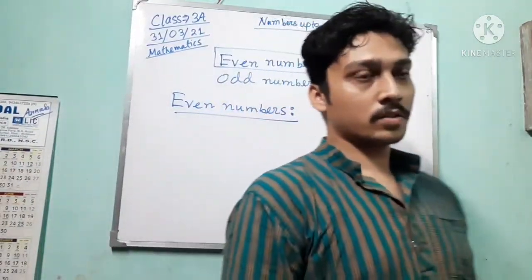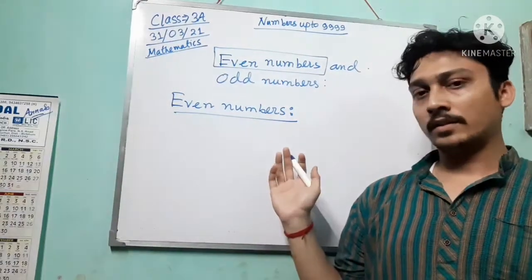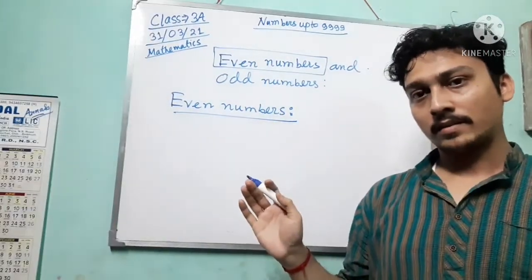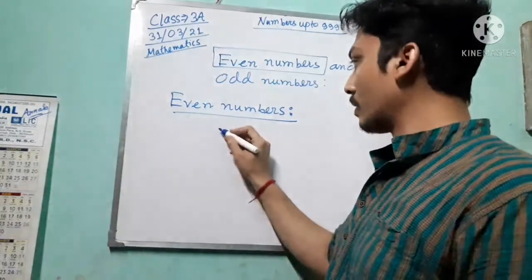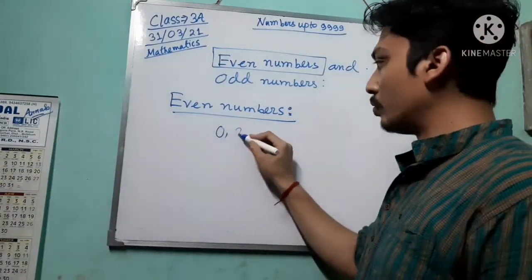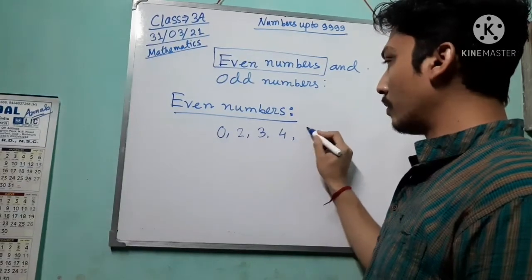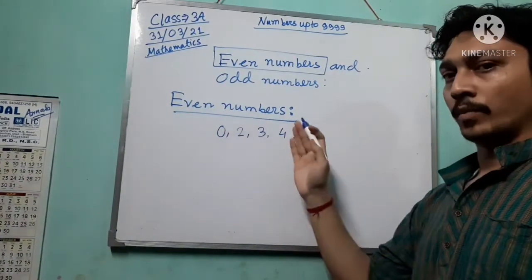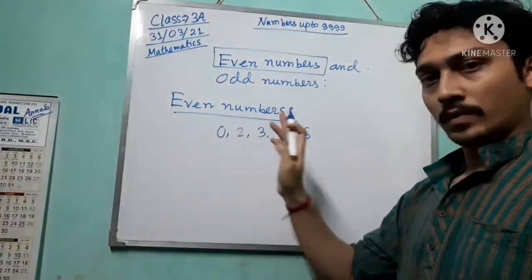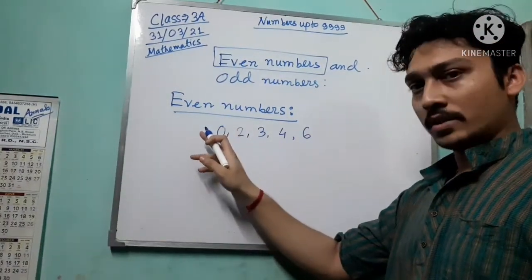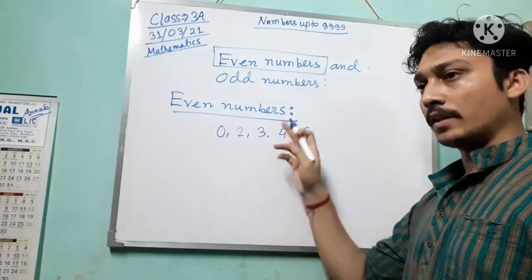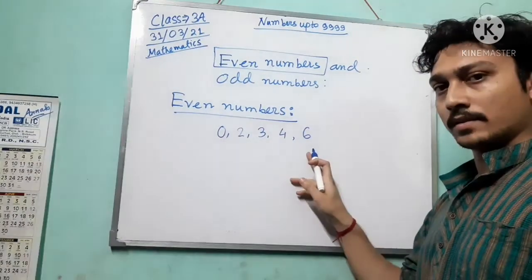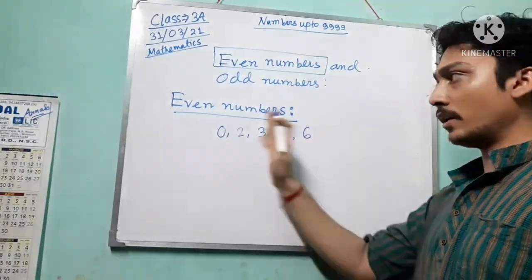When a digit in the ones place in a number is 0, 2, 4, 6, or 8, those numbers will be called even numbers. I'm repeating again. The digit in the ones place in a number is 0, 2, 4, 6, 8. So the number will be called an even number.